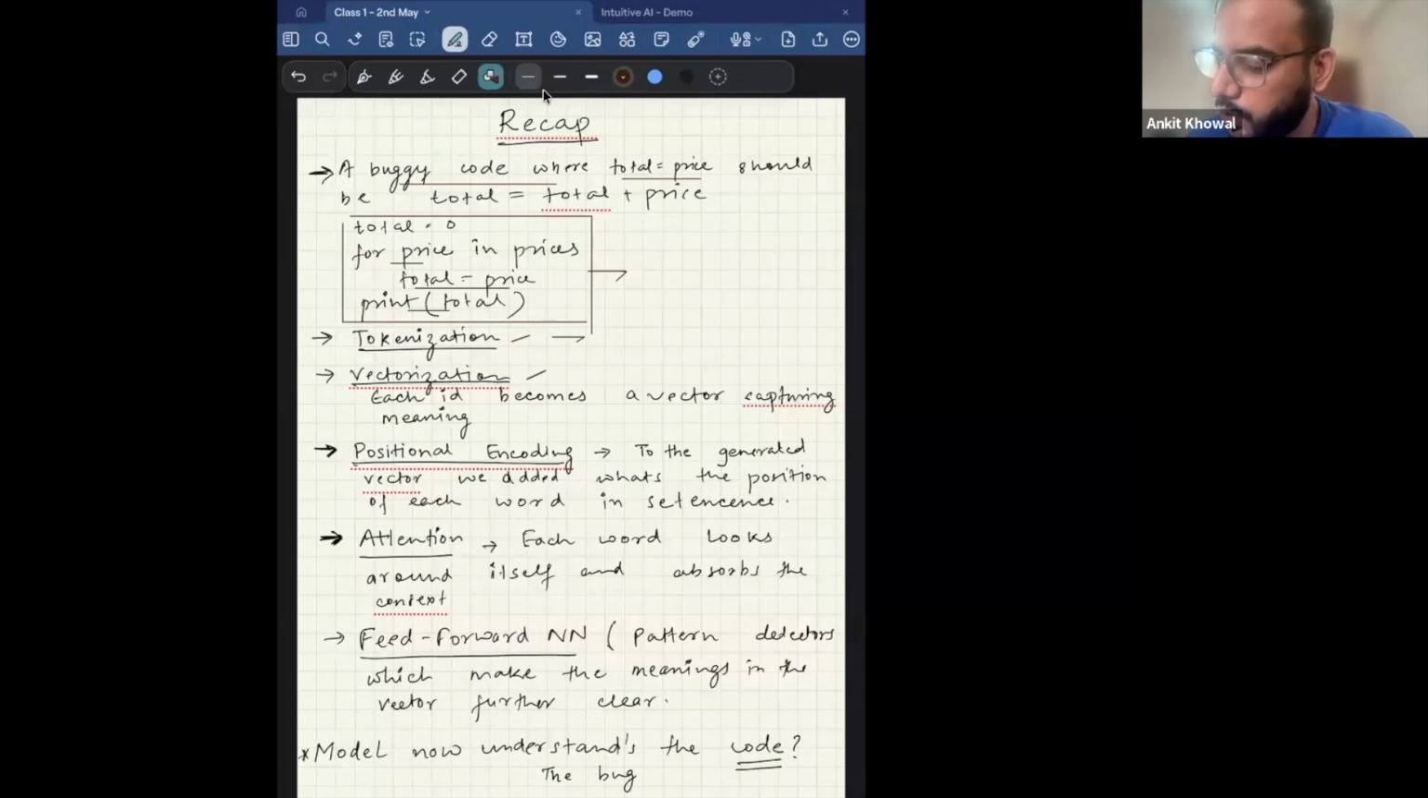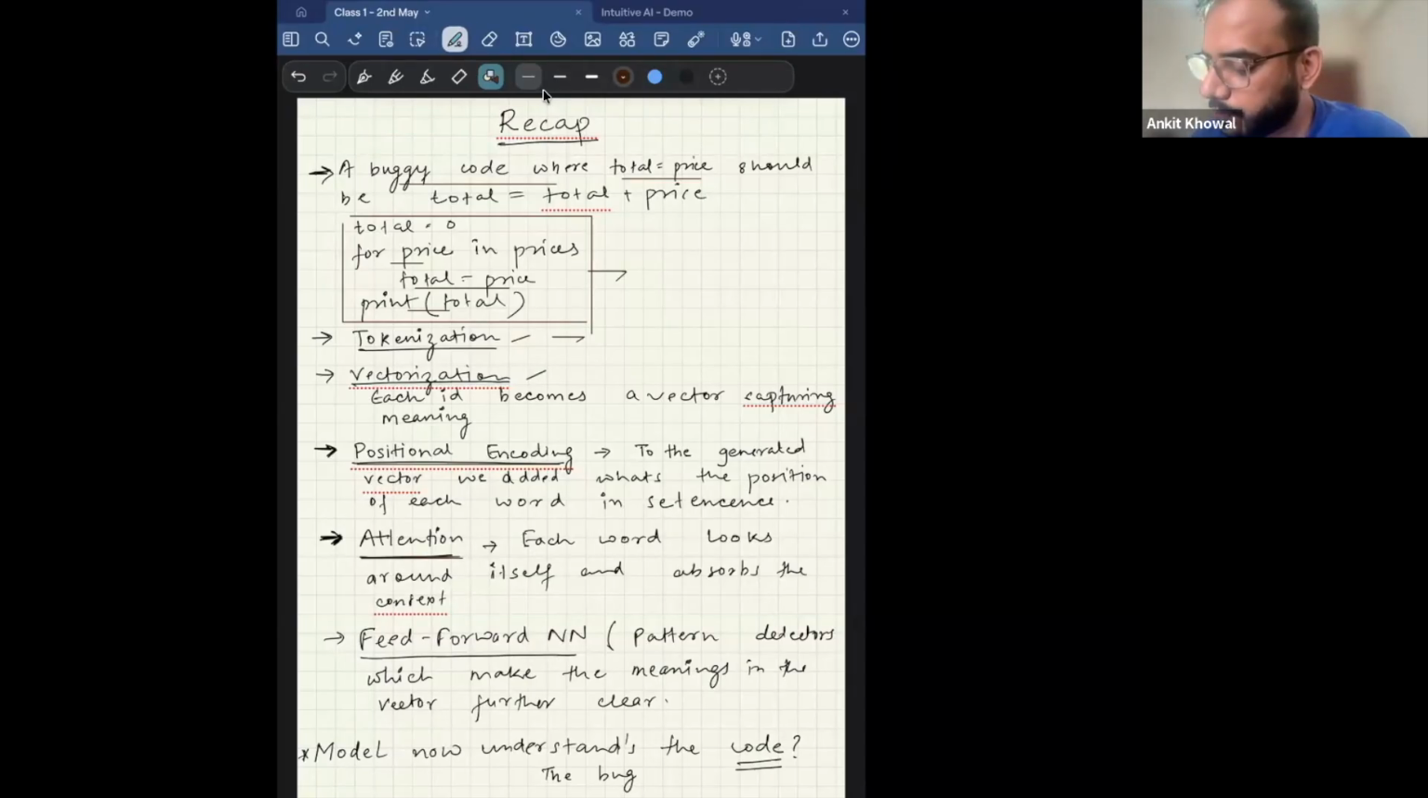Then we looked at positional encoding. Positional encoding basically means that in a sentence, we also need to look at the positions of the various words because they also matter in order to understand the contextual meaning of the sentence, right? To the generated vector from the third step, we added positional encoding because positions really matter. Then we looked at attention, right? This is the most important part. What happens here is each word in a sentence looks around at different words so that a semantic meaning or an understanding of the sentence comes, so that it absorbs the meaning from its surrounding context.